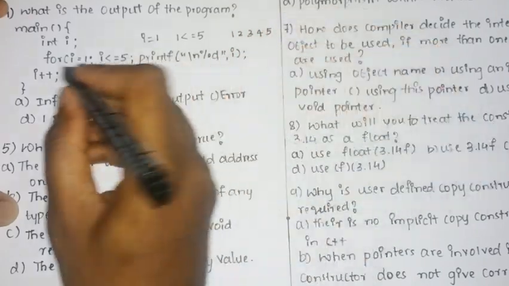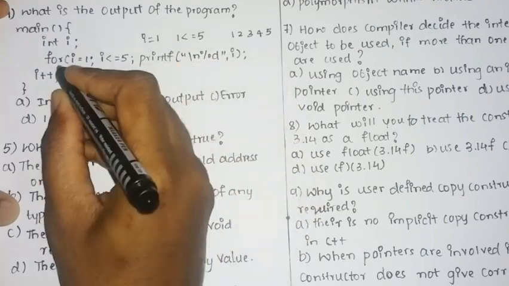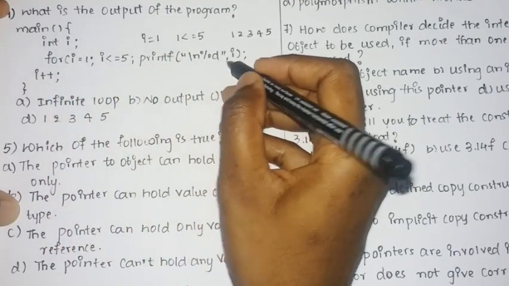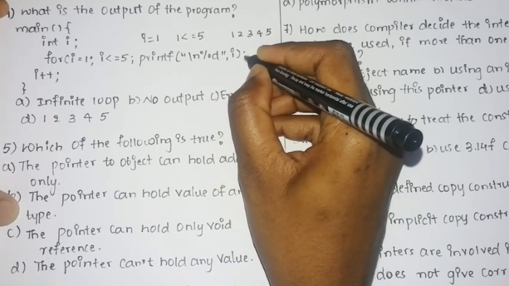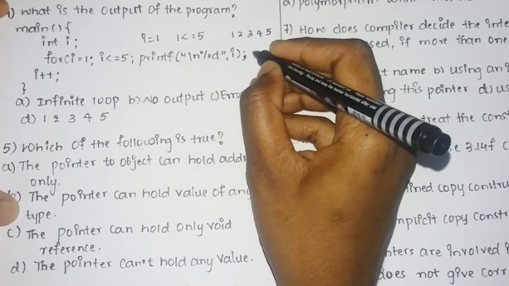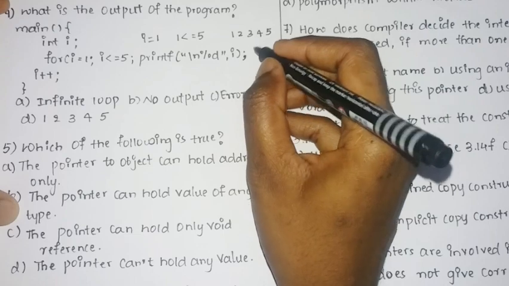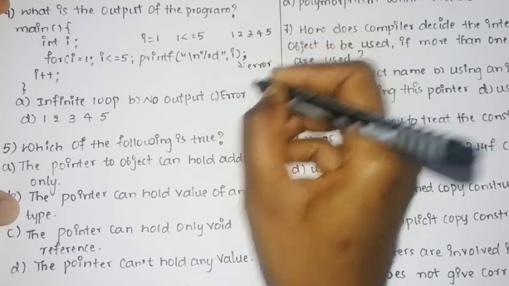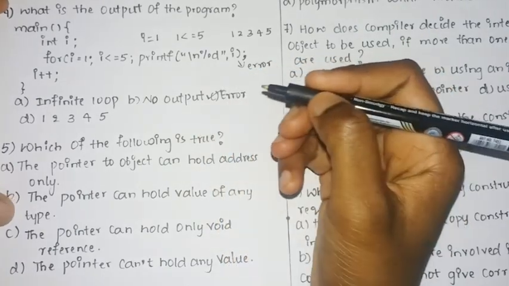Don't assume like that, because you should clearly observe the for loop: for i = 1, i <= 5, printf("\n%d", i). Here the for loop is ended with a semicolon, so this is not the correct syntax. You can say it generates an error, so option C is the correct answer for this code.